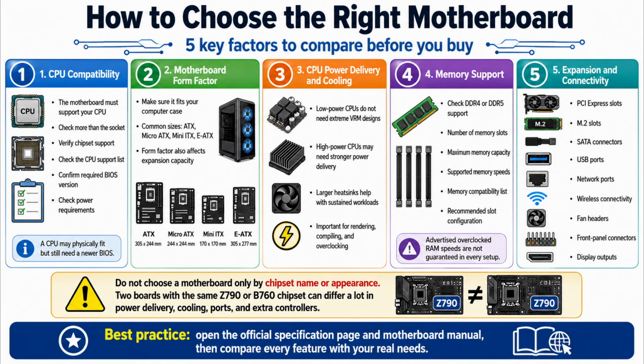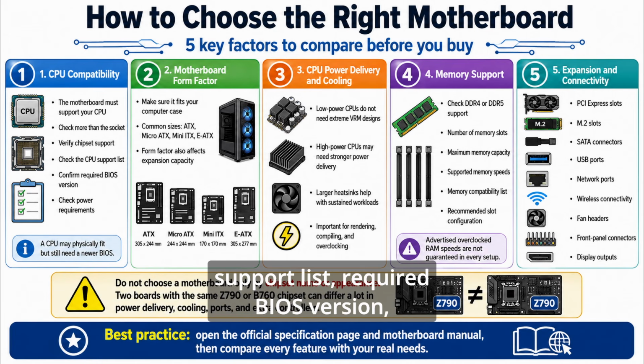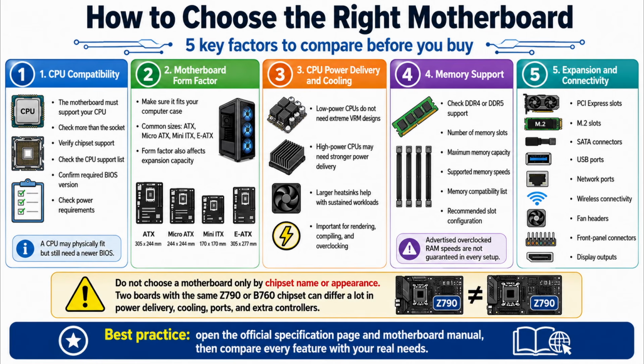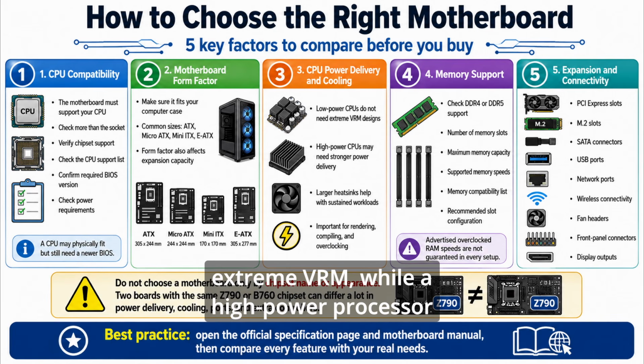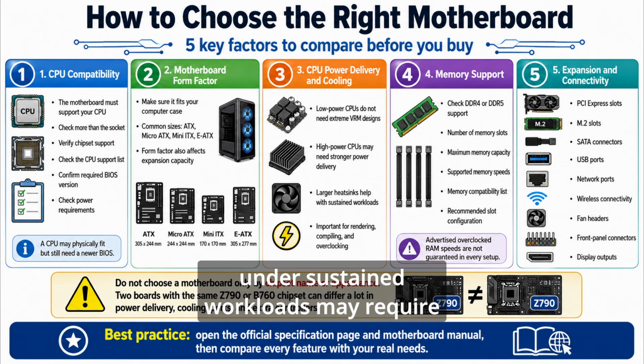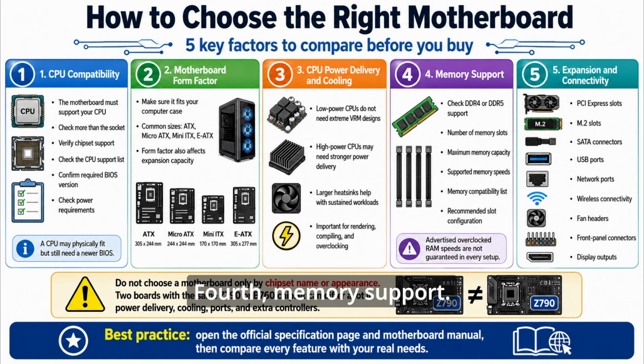Chapter 13. How to choose the right motherboard. Most users should consider 5 factors. First, CPU compatibility. Check the socket, chipset, processor support list, required BIOS version, and power requirements. Second, form factor. Make sure the board fits inside the case. Third, power delivery and cooling. A low-power processor does not need an extreme VRM, while a high-power processor under sustained workloads may require stronger power delivery and larger heatsinks. Fourth, memory support.